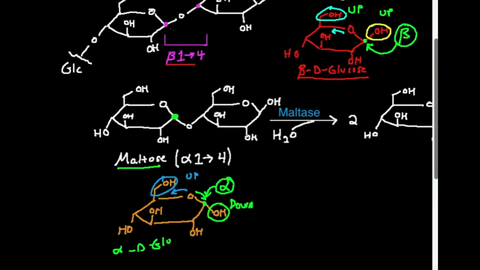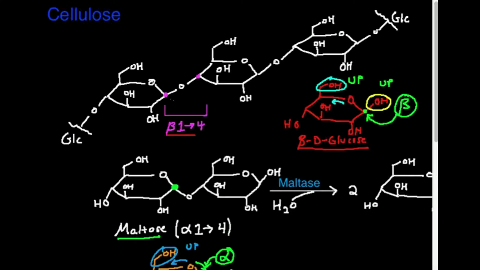Whereas when you make cellulose, this carbon has to be in the beta configuration. So this one has to be beta. In fact, if you look at all of those carbons on this chain, they're all beta. Every one of them in cellulose is. It's impossible for one to be in the alpha configuration. Okay, so hopefully that makes a little bit of sense.